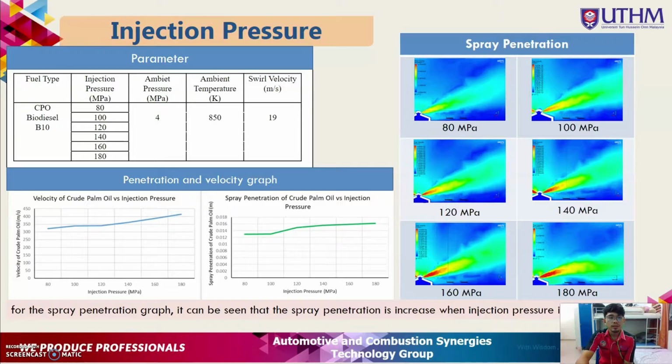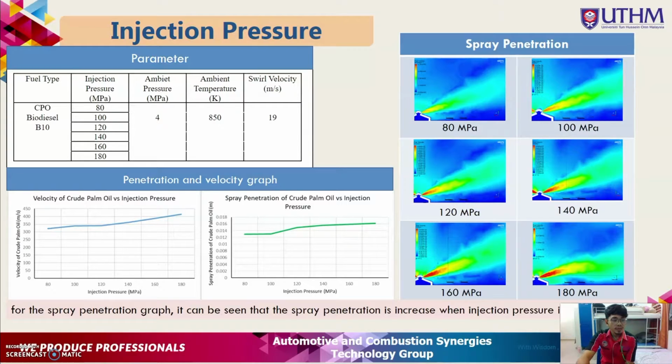Next is result. First is injection pressure. We can see the parameters. The ambient pressure, ambient temperature and swirl velocity are fixed at 4 MPa, 850 Kelvin, 19 m/s. The changed parameter is injection pressure, that is 80, 100, 120, 140, 160 and 180 MPa.